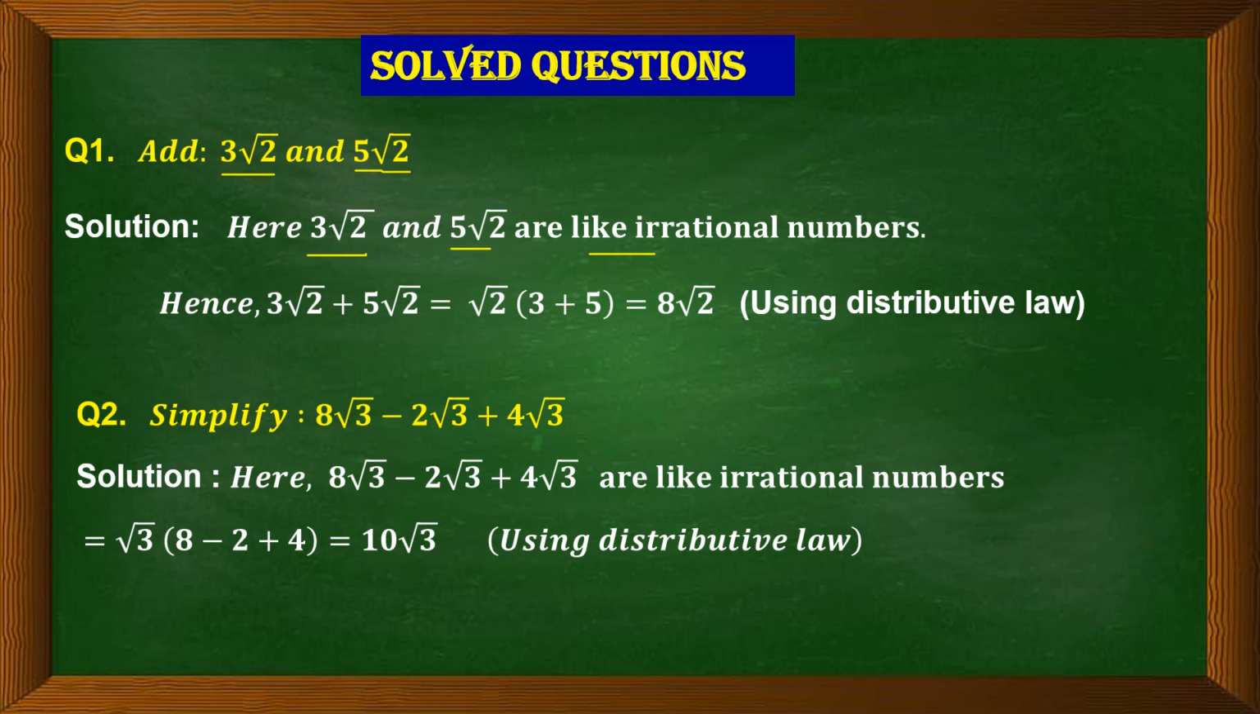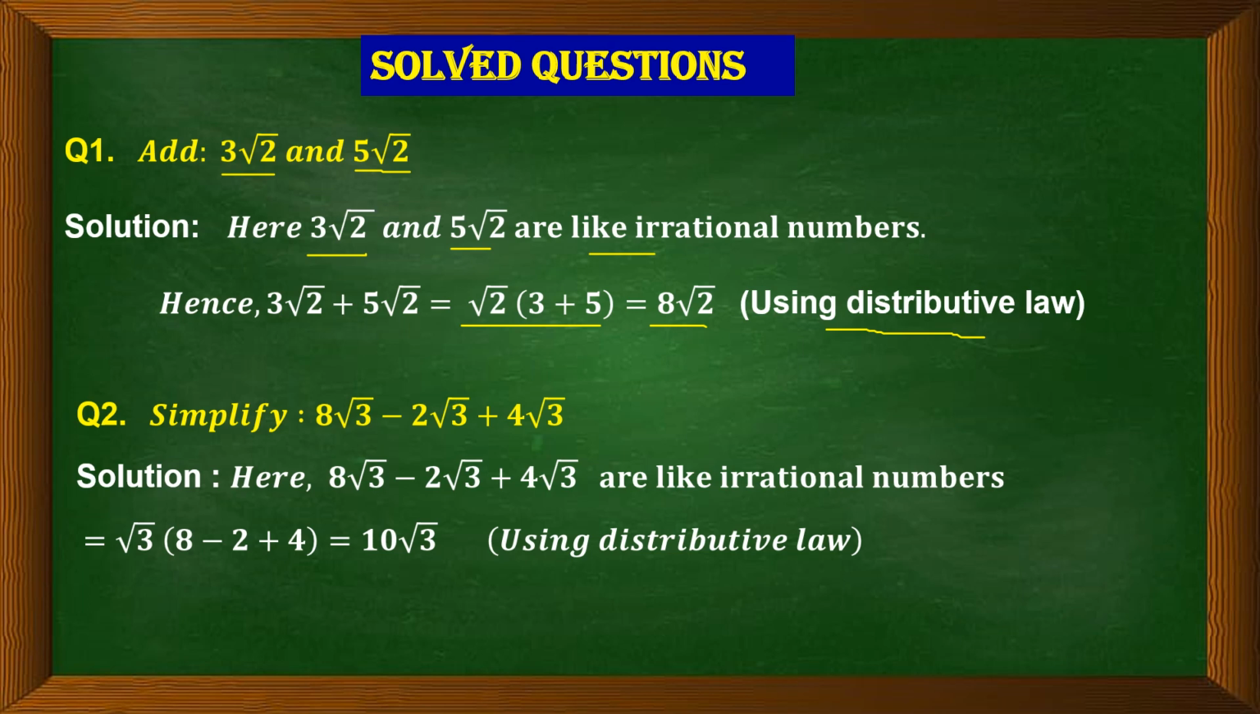So we will add their coefficients. We can take root 2 common. So root 2 in bracket 3 plus 5, which is equal to 8 root 2. So here we are using the distributive law where we are taking root 2 common and then adding the coefficients.